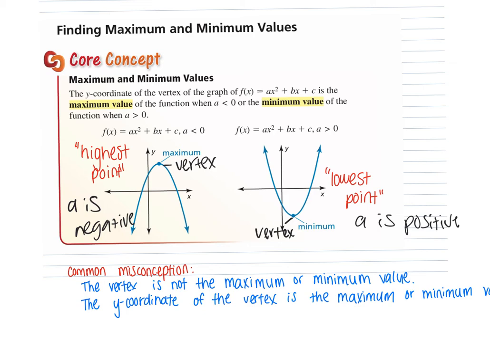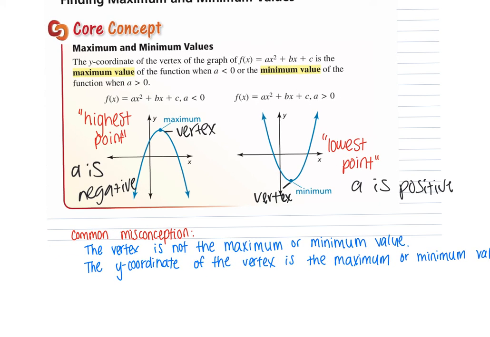Now, a common misconception is that the vertex is the maximum or minimum, okay? It's not. You're going to take the y value of your vertex, and that will be your maximum or minimum. So in other words, what's the y value down here? What's the y value up here? That will become your max, that will become your min, okay? So remember that when you were looking at this example, because I do have students who put the actual coordinates, and I don't want that. It's just one number.